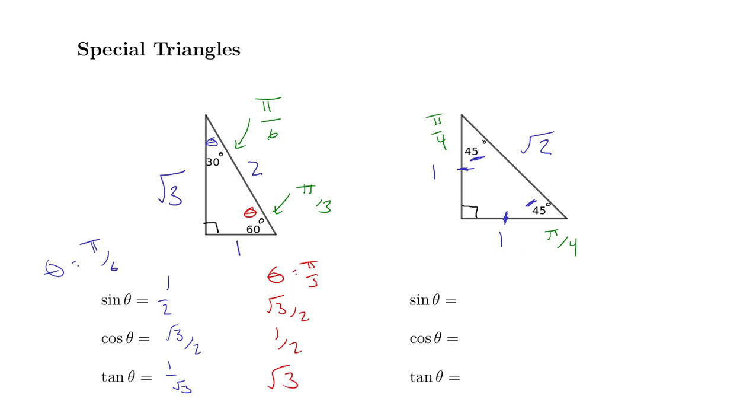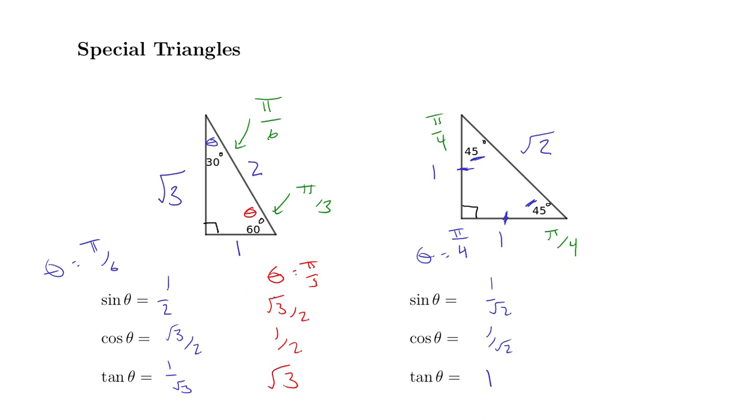And over on this one, doesn't really matter which one we pick. Theta is going to be pi over 4. So sine is going to be 1 over root 2. Cosine is also 1 over root 2, which is weird until we think, oh, of course, these two side lengths are the same. It's an isosceles triangle, so the opposite and the adjacent sides are the same. And that means that tangent is going to be 1.